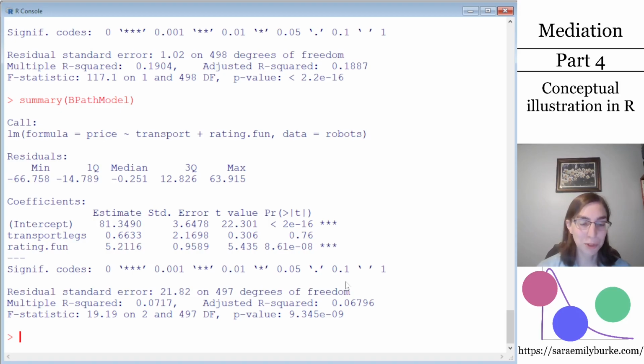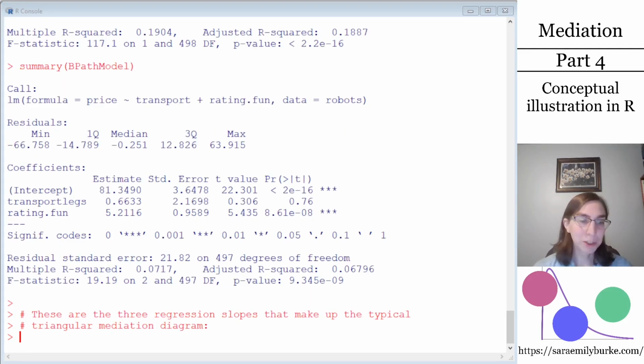So within robots with legs and within robots with wheels, we see an overall association between the robot being more fun and having a higher price, where each scale point of fun on a scale from 1 to 7 is associated with about $5.21 additional price.